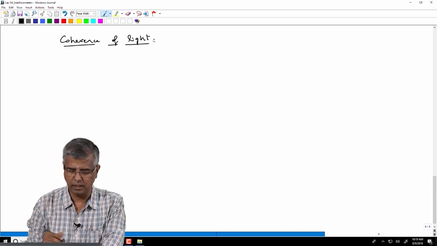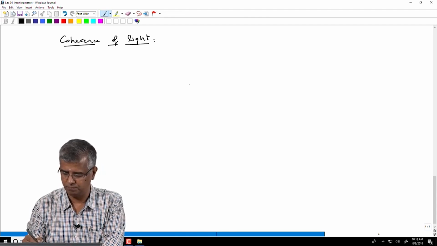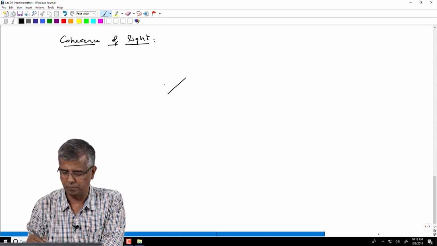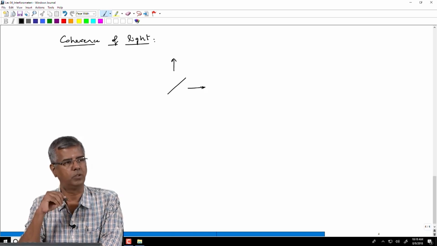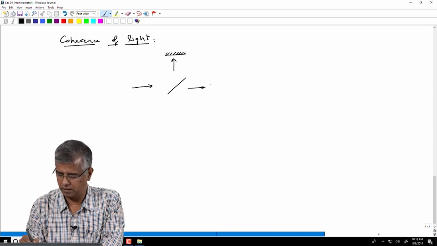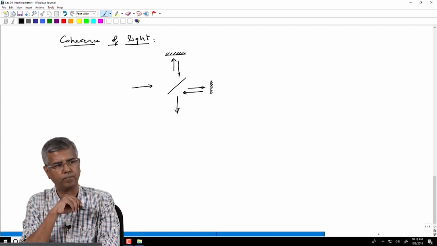So, let us actually look at this. Let us take this example of a Michelson once again. We have a beam splitter here which splits light, let us say, in two ways. So, you have a light beam coming in that is getting split, and you put a mirror over here and a mirror over here, bounce it back, this also bounces back, and then we are observing over here.